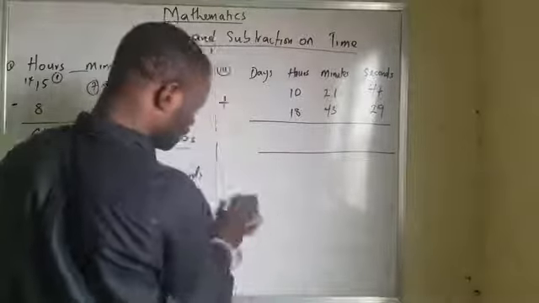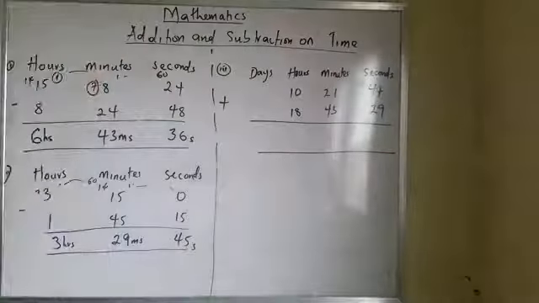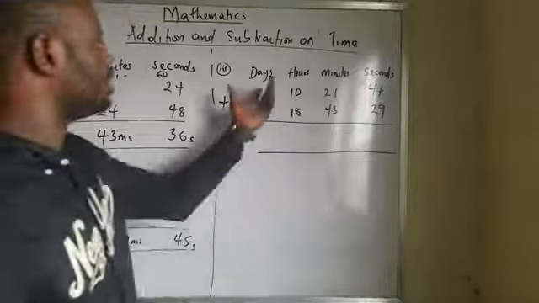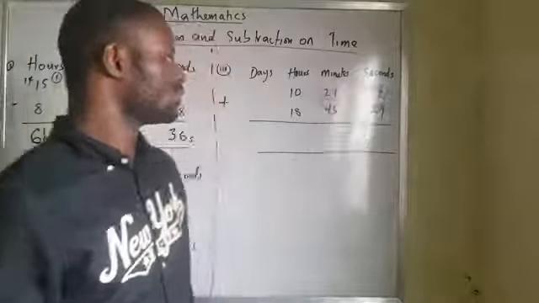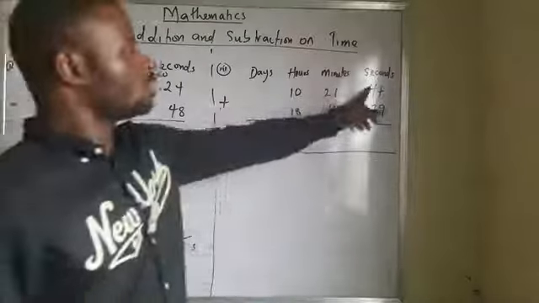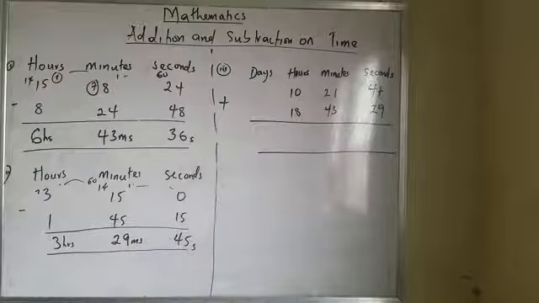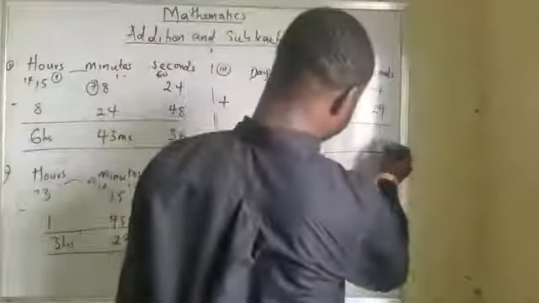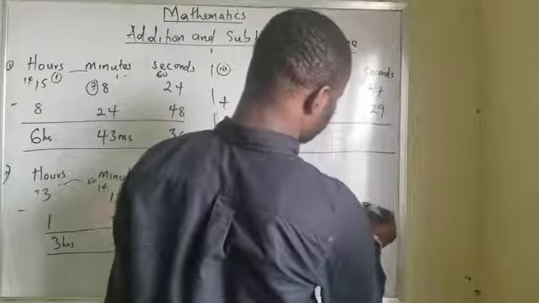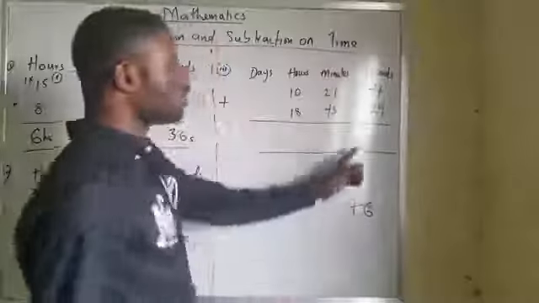Now, how do I add up numbers like this? Because we are talking about time, you know, day, hours, minutes, and seconds. Now, look at this. 47 plus 29. Is that 29? Yes, 29. It will be 76. Now, see 76. 76 is more than 60.